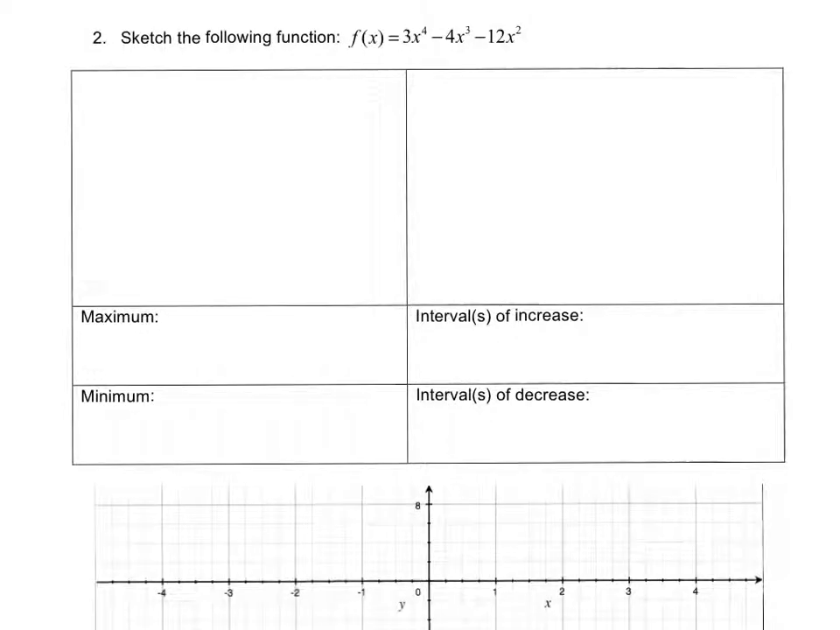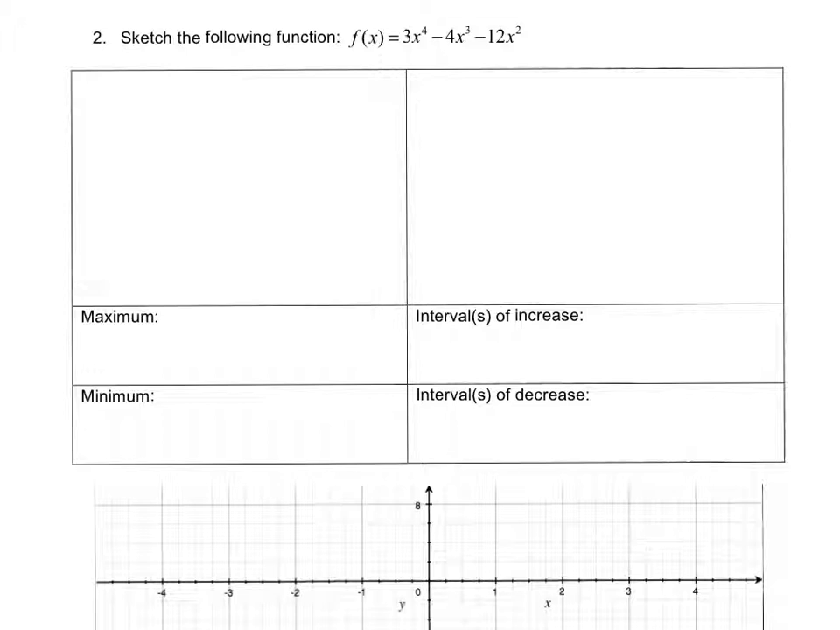For this next example, I'd like to make sure that you're on the same example that I'm on. So it says f of x is equal to 3x to the 4 minus 4x cubed minus 12x squared. In the left box, I'd like you to take the derivative, set it equal to 0, factor, and find the possible critical points. In the right-hand box, I'd like you to make your sign diagram.